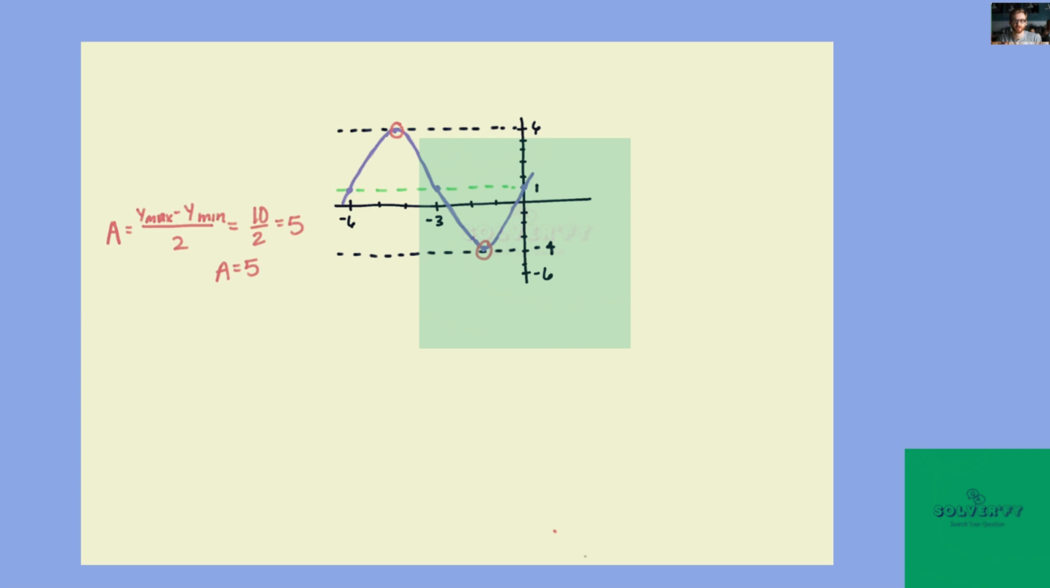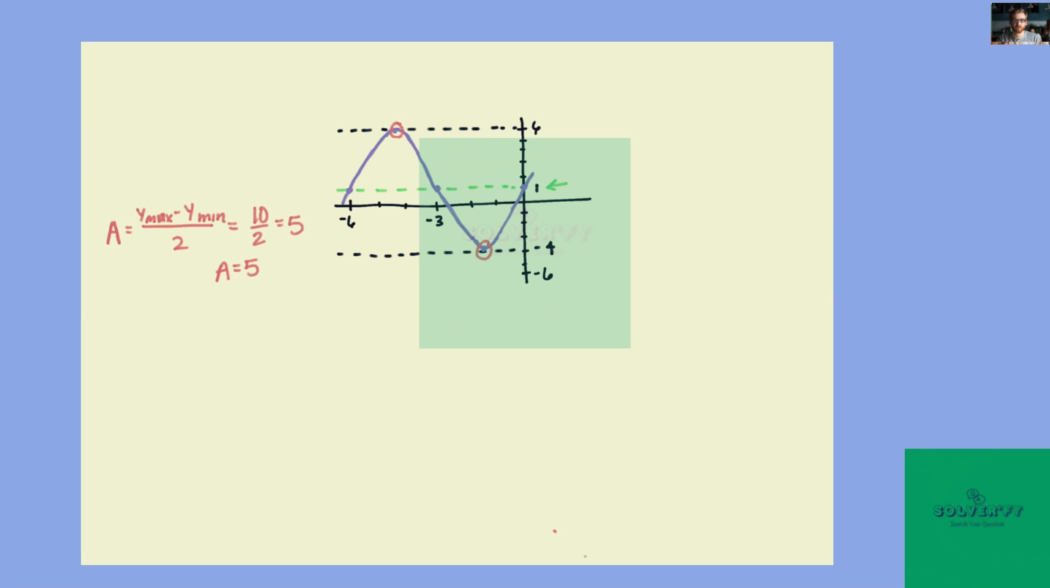So if we count down from the max value or up from the minimum value in the y direction by our amplitude, then we'll get the midline. So I went down 1, 2, 3, 4, 5. That was not spaced correctly. But yeah, 6 minus 5 is 1. So the midline here is at 1.